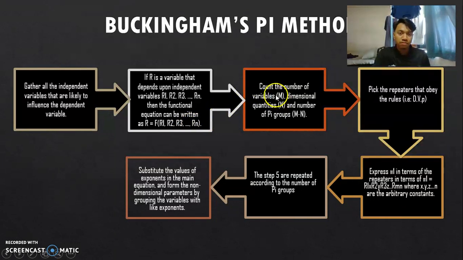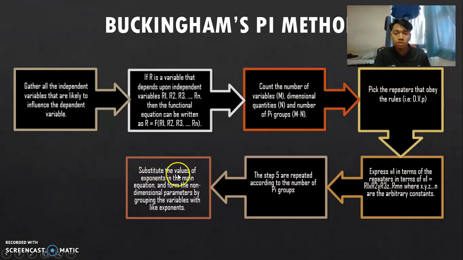After that, we must count the number of variables, the dimensional quantities and the number of pi groups, which is n minus m. Then we pick the repeaters that obey the rules. Next, express pi in terms of the repeaters: pi equals R1^x, R2^y, R3^z until Rn, where x, y, z until n are the arbitrary constants. So these steps are repeated according to the number of pi groups.